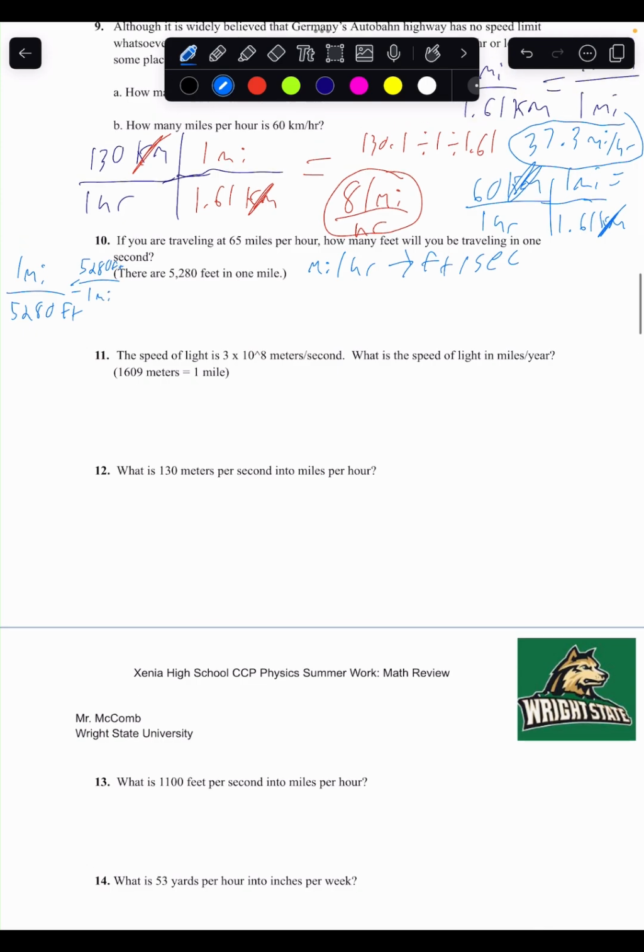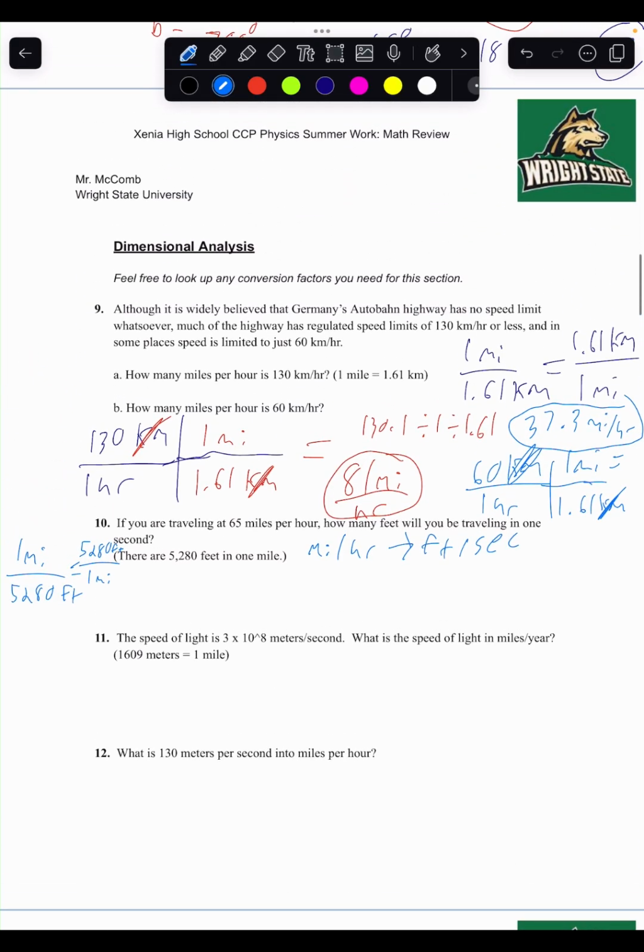We could also say that, I'm going to scroll up a little. We can also say that in 1 hour there are 60 minutes, which is the same as saying 60 minutes in 1 hour. We can also say that in 1 minute there are 60 seconds, same as saying 60 seconds in 1 minute. Okay, so there are conversion factors. Let's go ahead and try this out.